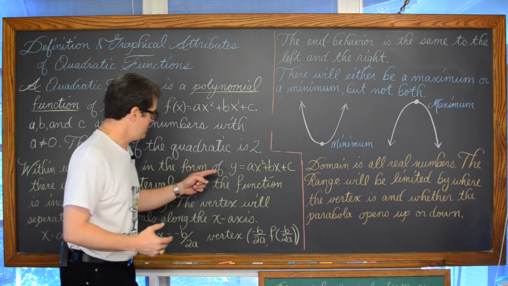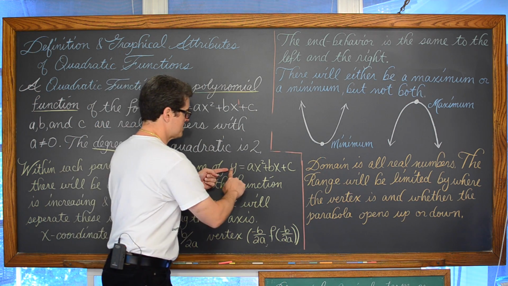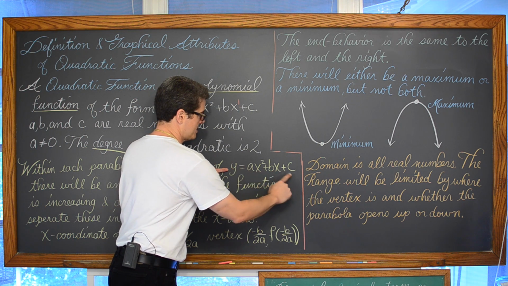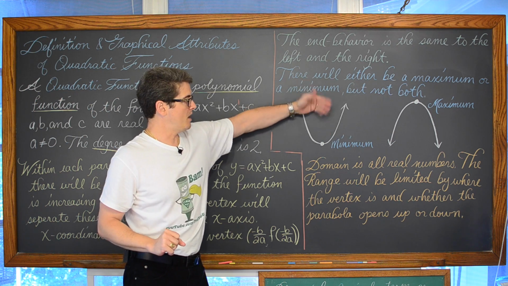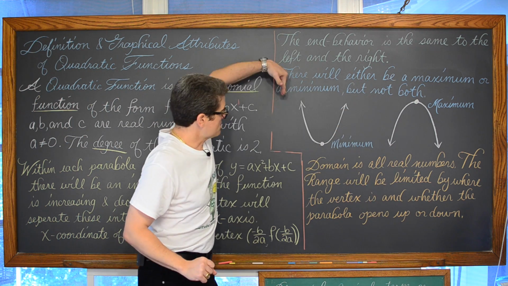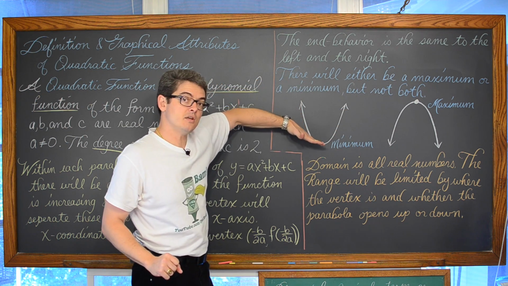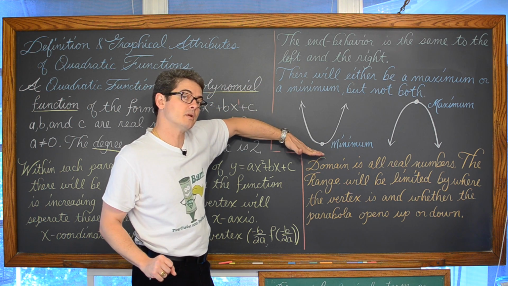When we have quadratic equations in this form, y dependent, x independent, with a power of 2, the parabola is either going to open up or down. And so we can see an interval where the function's decreasing. X is getting bigger and the y's are getting smaller.